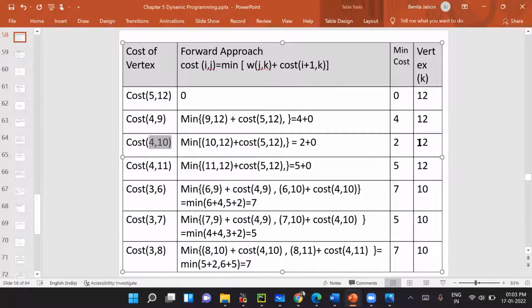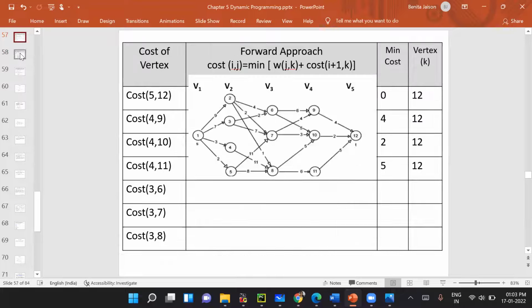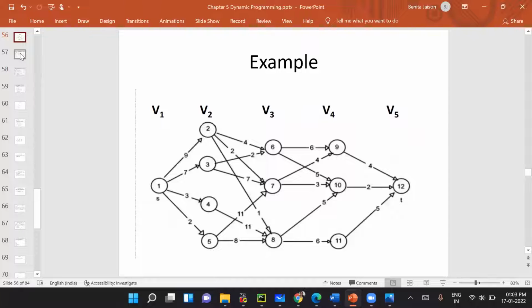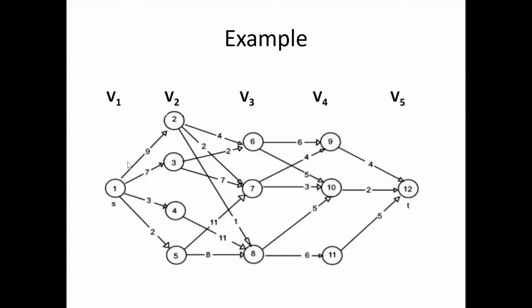There are two minimum or shortest paths. One is via 2, the other one is via 3. So you can see in the graph the minimum cost path whatever we calculated now. I'll draw it and show. One path which is having the minimum cost is from 1 to 2, 2 to 7, and then from 7 to 10, and from 10 to 12. This is one path which is giving us the minimum cost of 16.